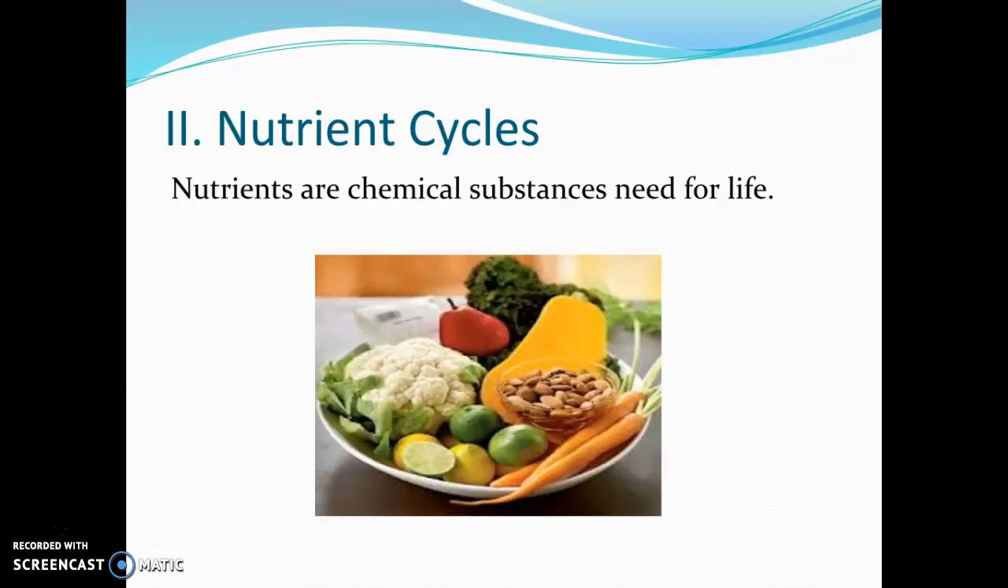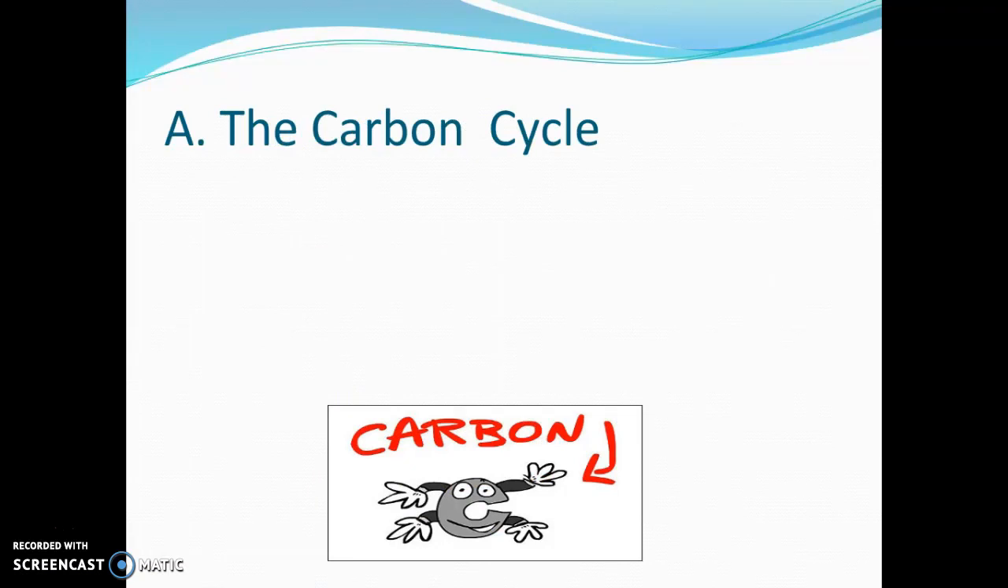So the next set of cycles, we call these our nutrient cycles, and that's because these nutrients are chemical substances that we need for life. So the first one we're going to talk about is the carbon cycle.